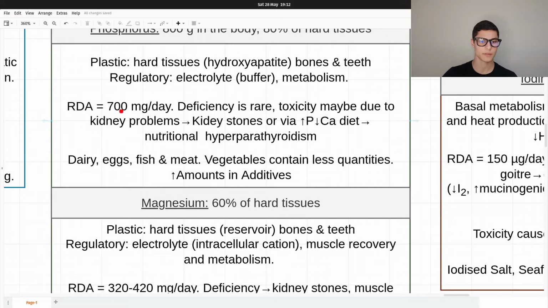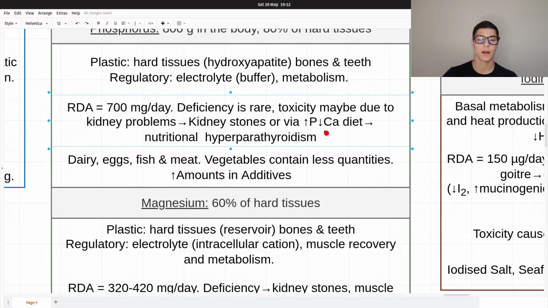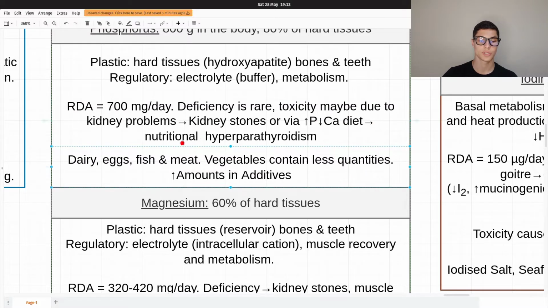The RDA says 700 milligrams a day. The deficiency is rare, and the toxicity may be due to kidney problems, and they can create kidney stones via a high phosphorus and low calcium diet, or nutritional hyperparathyroidism, because this is also connected to vitamin D, as we talked about in the fat-soluble vitamins video.